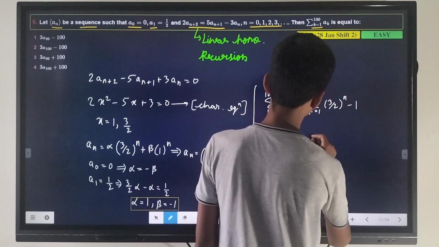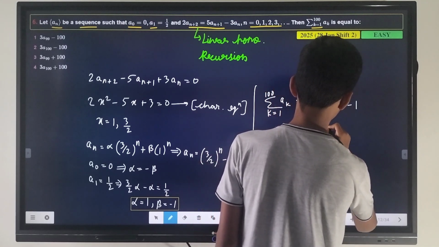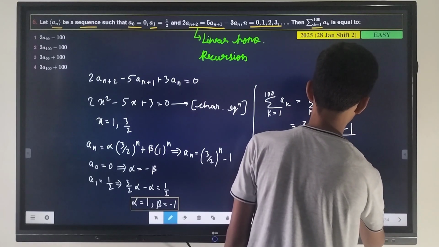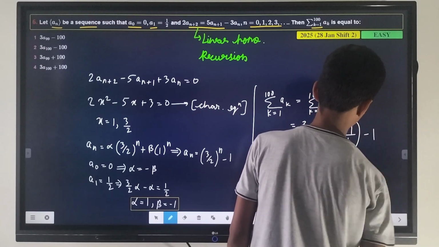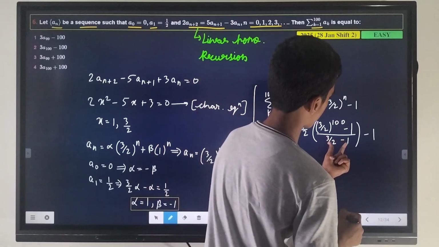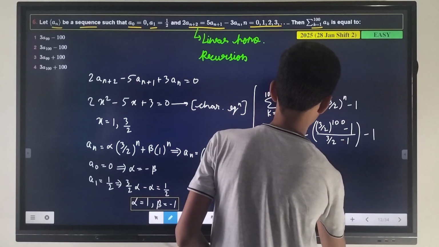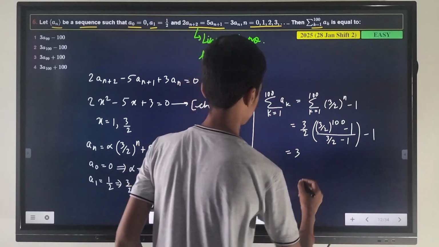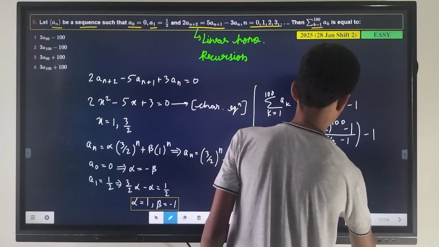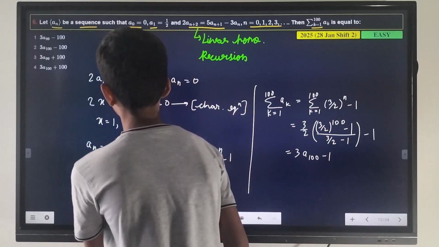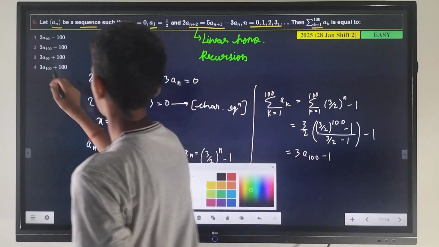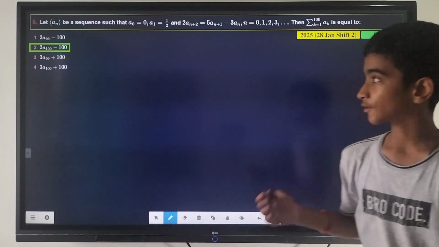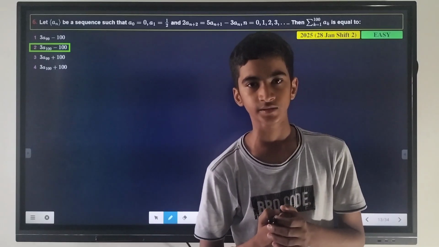From here this is equal to 3 upon 2 raised to power 100 minus 1 divided by 3 upon 2 minus 1, whole minus 1. 3 upon 2 minus 1 is half. So from here this will be 3 into this expression. Now we can say this expression is A100 minus 1, and this comes in option 2. So our option 2 is correct, and here is our solution. We can see that our answer is correct.